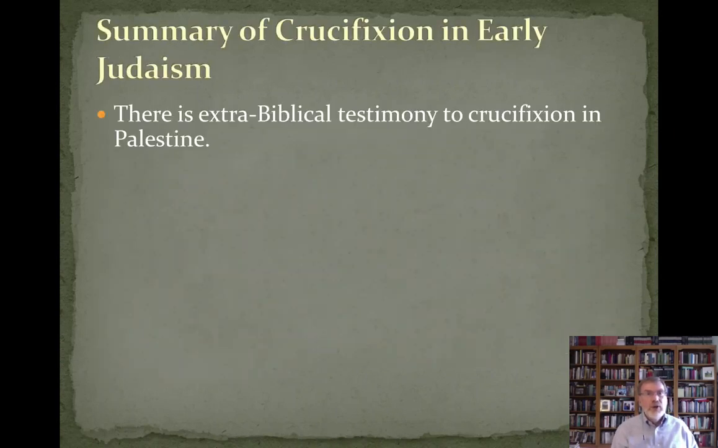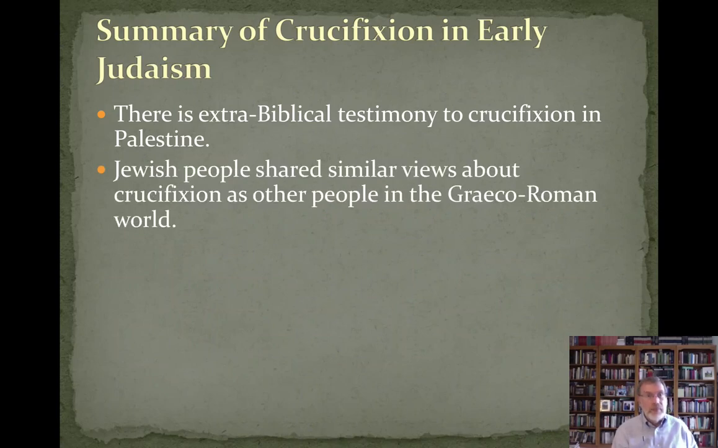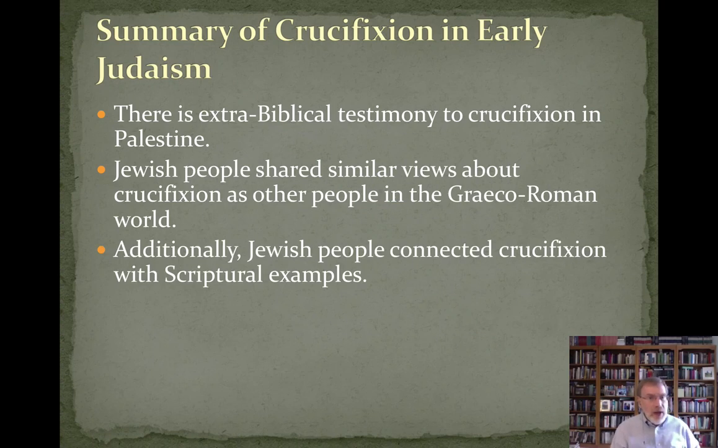So, summary of crucifixion in early Judaism. There's a lot of testimony of crucifixion in Palestine, both literary, Josephus, and then our main archaeological evidence. Jewish people shared similar views about crucifixion as other people in the Greco-Roman world. They saw the same kind of people being crucified. But they also connected crucifixion with some particular scriptural examples.